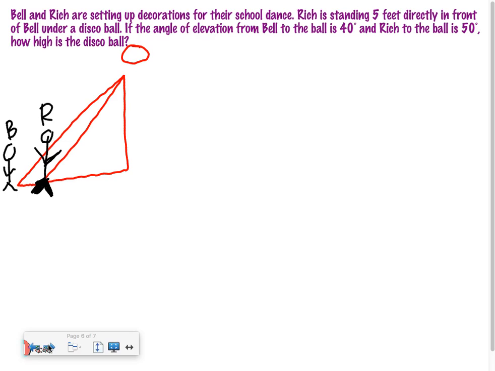Oh. Okay, so this one's weird. We're given two different angles. So let's just see what we can figure out. So let's start the first part. Rich is standing 5 feet directly in front of Belle. So this little segment here is 5. Then we're given the angle of elevation from Belle to the ball is 40. So that's right there. And from Rich is 50. And then we're asked to figure out how high up the disco ball is.